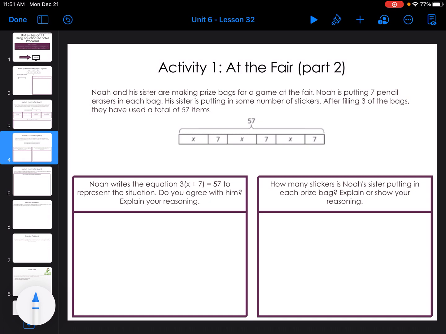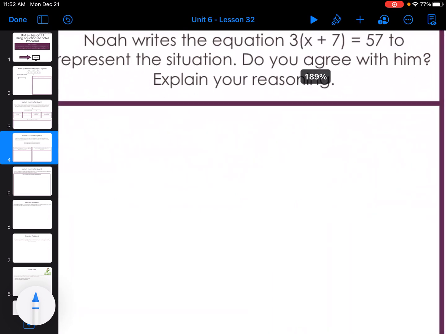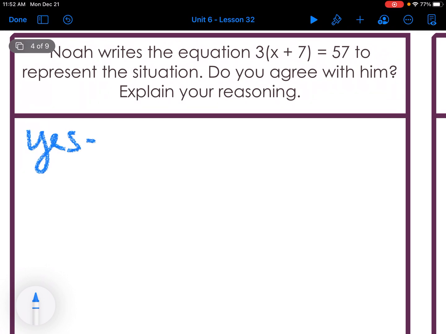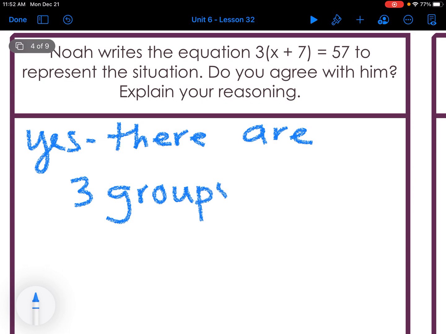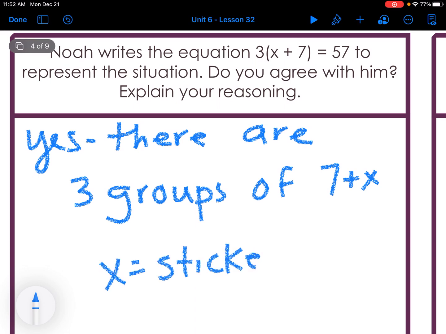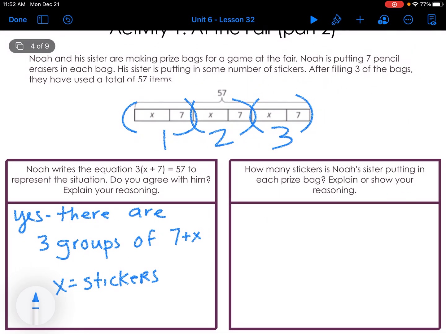Explain your reasoning. So he puts 7 pencils in each bag, right? And his sister's putting the same number of stickers. So they filled 3 bags. 1, 2, 3. I agree. So there are 3 groups of 7 plus X, X representing the stickers. Okay, how many stickers is Noah's sister putting in each bag? Explain or show your reasoning.